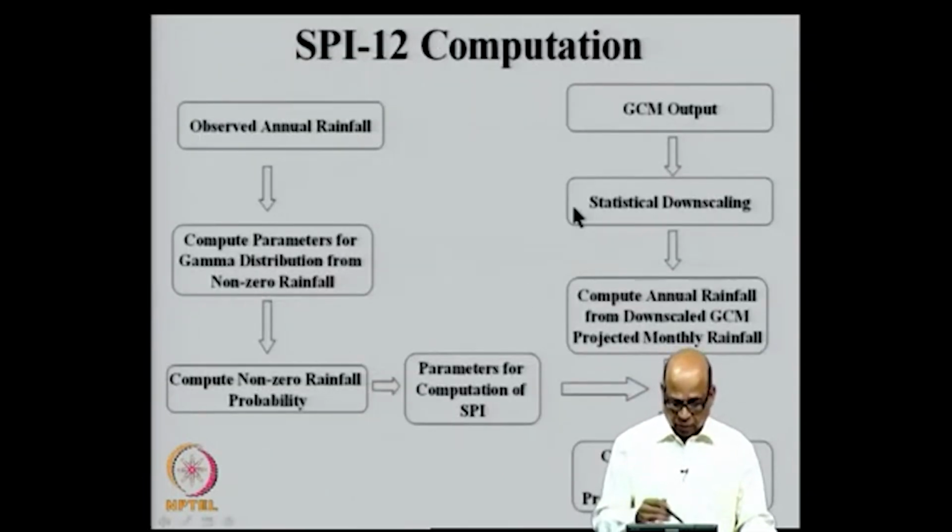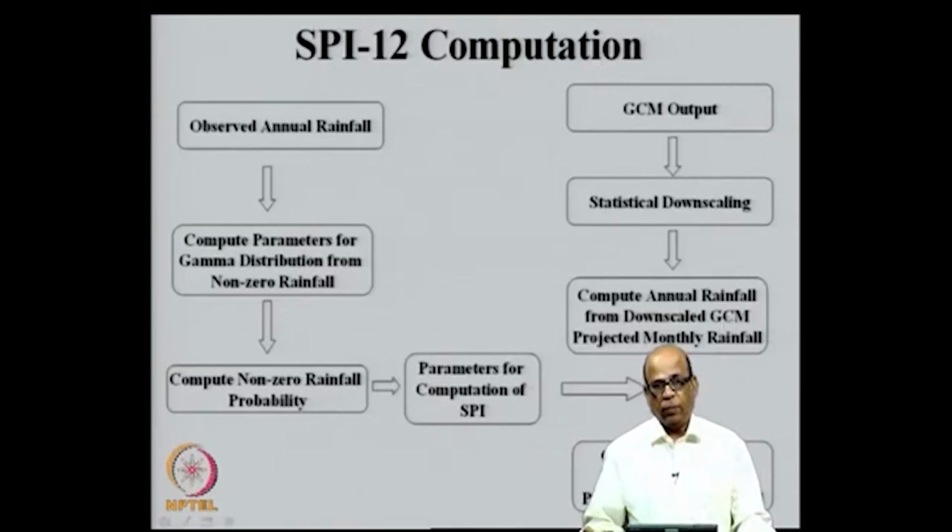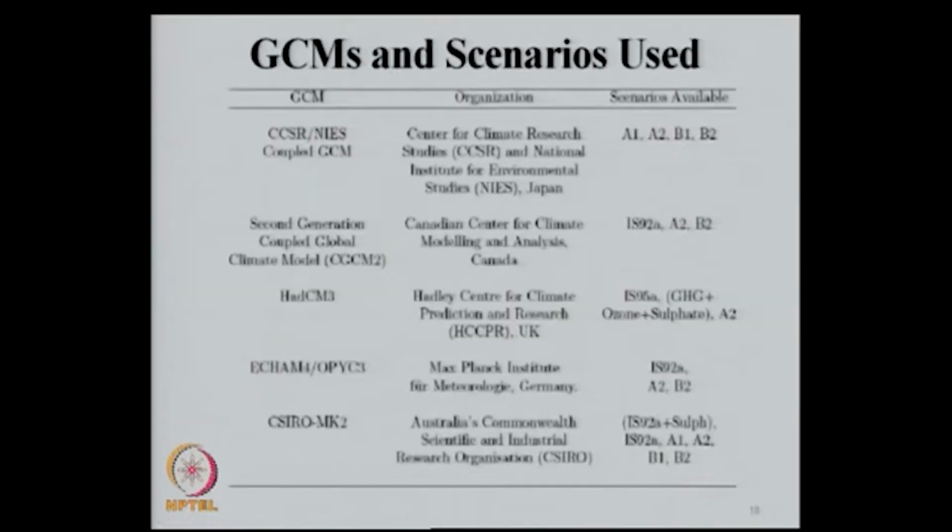I just explained how we obtain the SPI 12 computation. We do this both for the observed annual rainfall as well as for the GCM output. With the GCM output, we have done the statistical downscaling using the regression relationship, and then we have obtained the time series of the precipitation into the future, and then we compute the SPI 12 for the future. And then we look at how the SPI 12 is likely to evolve into the future when I use several different GCMs for different scenarios. So, these are the different GCMs that we use for different scenarios.